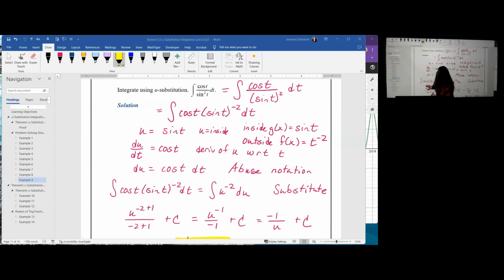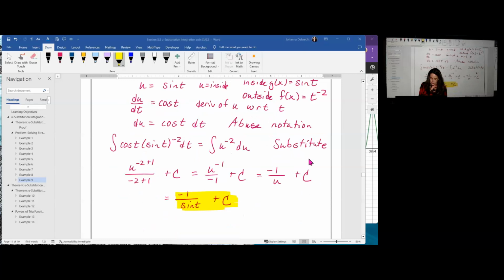When I substitute, I replace the sine of t with u, and the cosine t dt gets replaced with du. This gives me u to the negative 2 du. I can do this one with the power rule for integrals. I add 1 to the power negative 2 and divide by the new power, which gives me u to the negative 1 divided by negative 1, which converts to negative 1 over u plus the constant of integration. Finally, I back substitute to end up with negative 1 over sine of t plus the constant of integration.